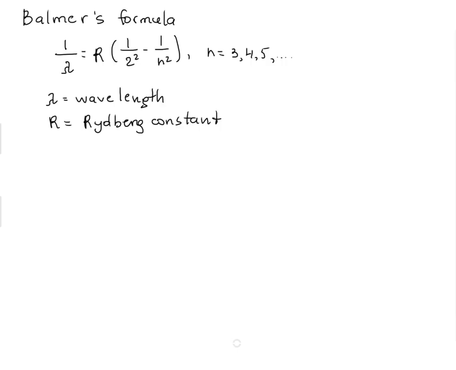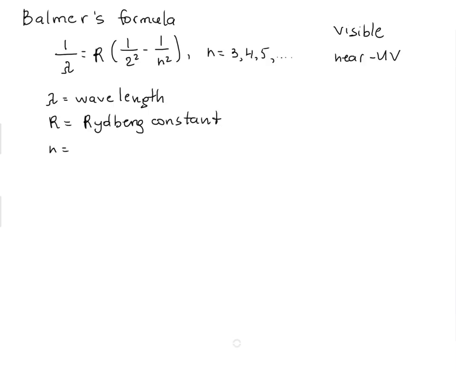Okay, and this equation accurately reproduces every visible hydrogen line. Each value of n produces a different wavelength corresponding to a different spectral line. So this specific set of lines is called the Balmer series, and it lies in the visible and near ultraviolet region of the electromagnetic spectrum. So these whole lines are in the visible and near UV.